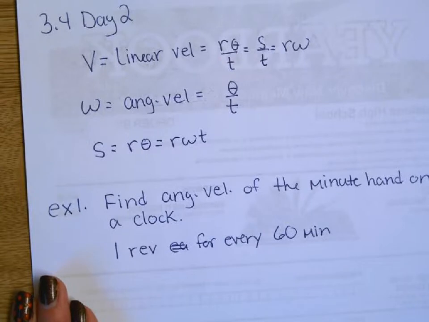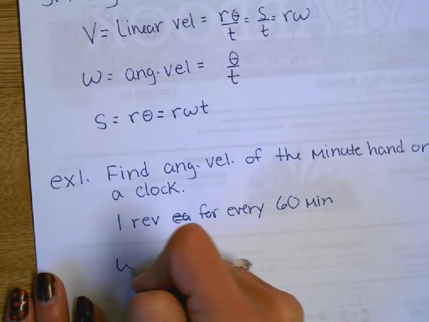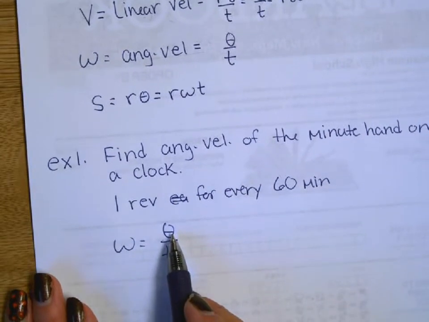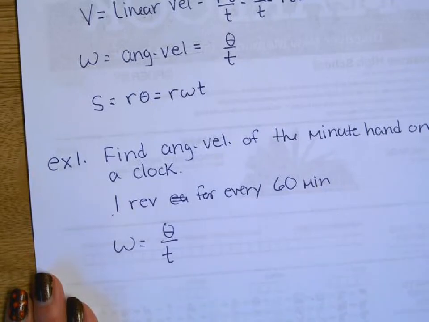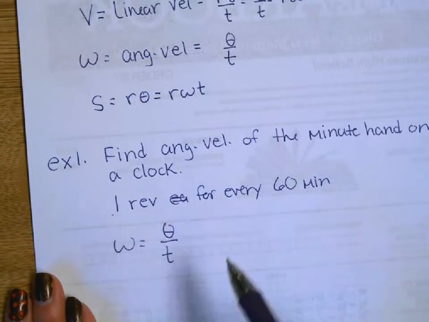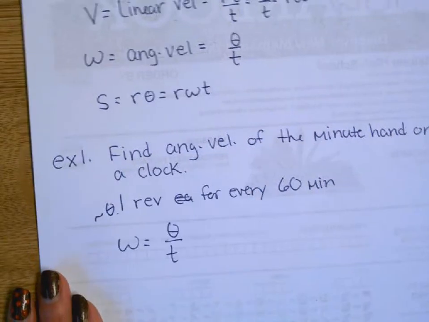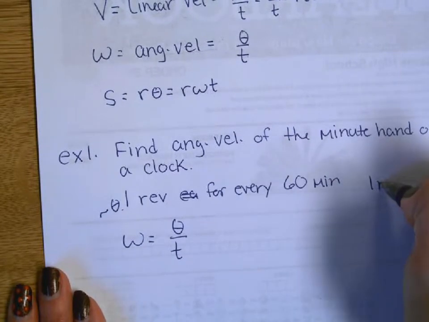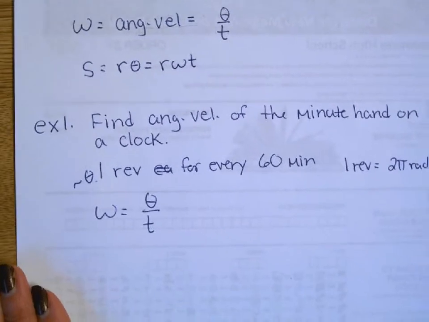Now knowing that, we can figure out the angular velocity. What's the formula for angular velocity? Theta over time. What's theta? Radians. I know this thing turns 1 revolution every 60 minutes. How much is that? 2 pi. Exactly. 1 revolution is 2 pi radians. So I can call this theta, because I can figure theta out from that piece of information.